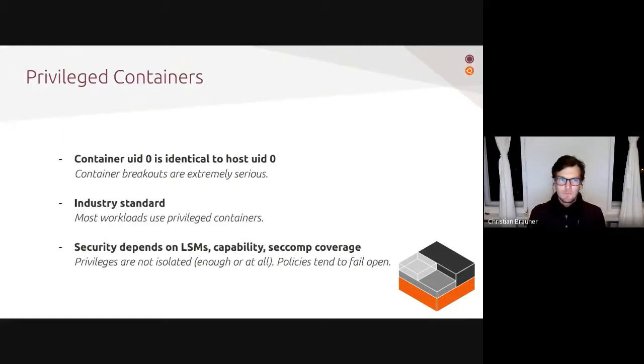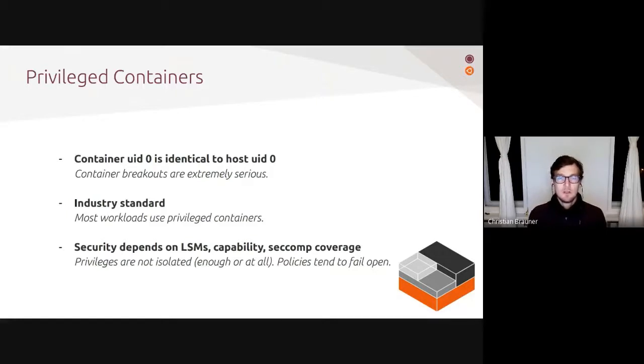So there are two types of containers, and only one uses a user namespace. The first type of container is a privileged container. This just means that the container UID is identical to the host UID, which means real root. Root in the container equals real root on the host. So that also means container breakouts are extremely serious in these scenarios. But unfortunately, it is still the industry standard, as most workloads use privileged containers, which is unfortunate.